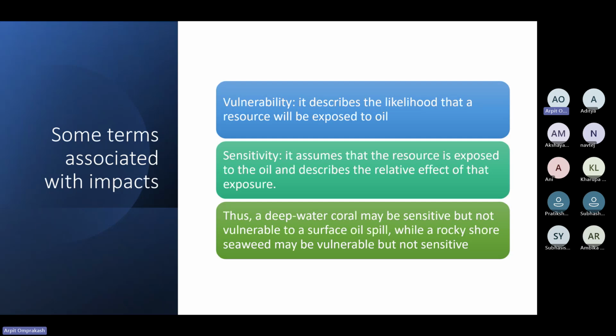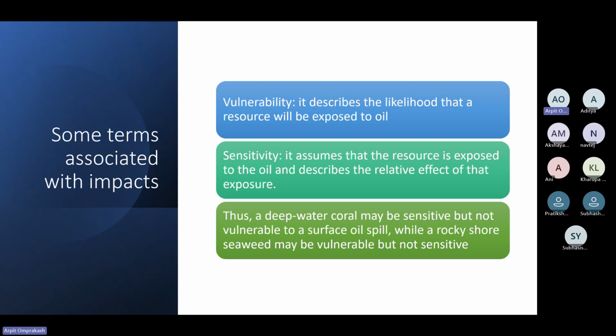So, if there's an oil spill on the surface, the coral that is living deep in the water might be sensitive to oil. If there's a little bit of oil, it will get a lot hampered. But it's not vulnerable to a surface oil spill because there's no way for that surface oil to come down to the coral. While a rocky shore seaweed may be vulnerable but not sensitive.